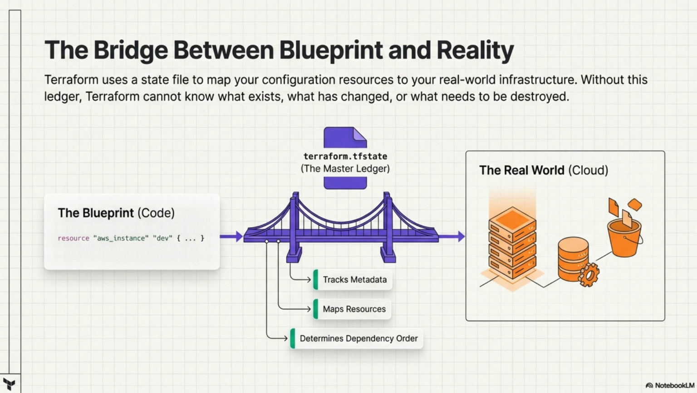The bridge between blueprint and reality. Think of Terraform like a bridge. On one side, you have your code. On the other, your real cloud infrastructure. The state file connects the two. It tracks resources, metadata, and dependencies. Without this bridge, Terraform is blind.